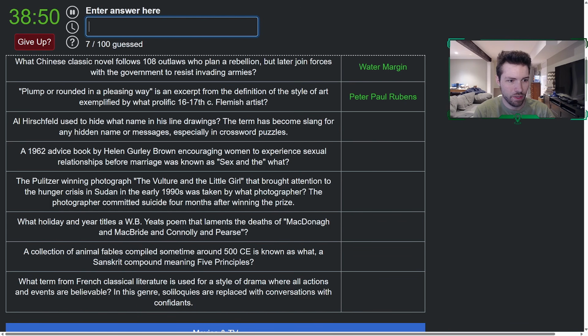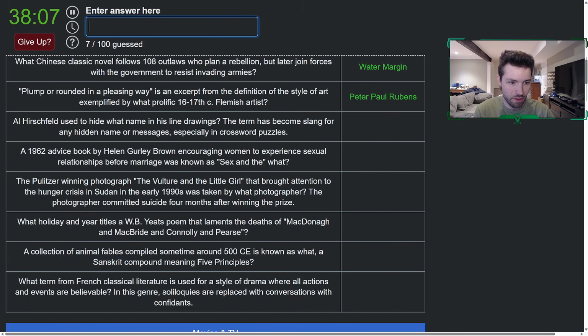A 1962 advice book by Helen Gurley Brown encouraging women to experience sexual relationships before marriage was known as Sex and the What? Probably not City. Sex and the... Is it going to be a pun? Like, is it going to rhyme with city or something? I mean, I just don't... I don't know. Trying to think of a word that rhymes with city. Silly. I mean, obviously that doesn't rhyme, but... okay, I guess I'm not getting this either.